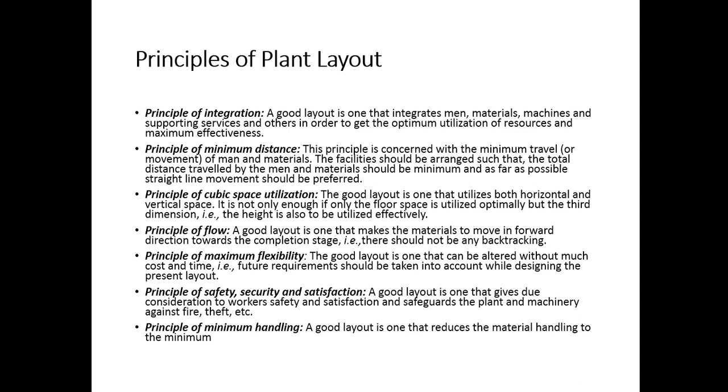The next one is the principle of flow. A good layout is one that makes materials move in a forward direction towards the completion stage. When we are giving in raw material, the material should be going towards the output as a finished product. It should be going towards the completion stage. There should be no backtracking. Once we are done with quality checking, it should go only for packaging. These are the things we should follow while doing plant layouts.